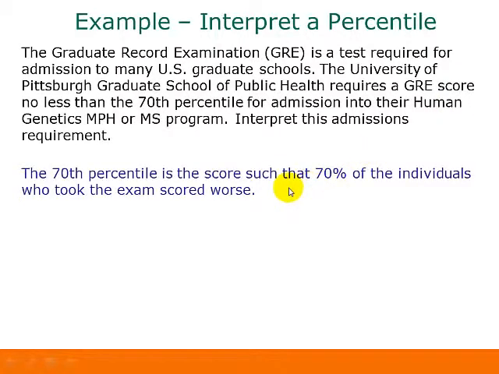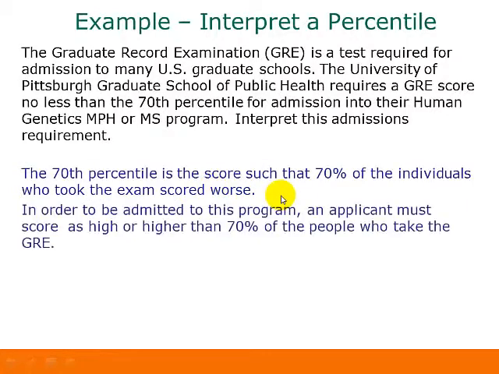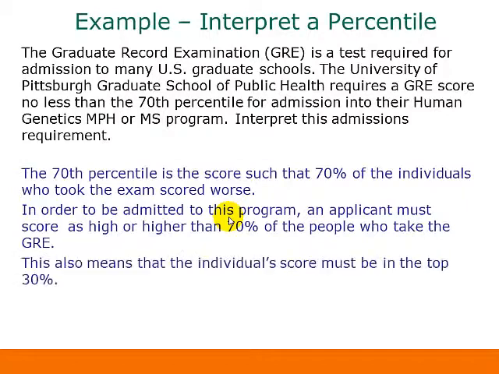So if you have to have no less than the 70th percentile on your GRE to get into this school, the 70th percentile is a score such that 70% of the individuals who took the exam scored worse. Actually, that scored the same or worse. So, in order to be admitted to this program, an applicant must score as high or higher than 70% of the people who take the GRE. Another way we could say this is that the individual's score has to be in the top 30%.